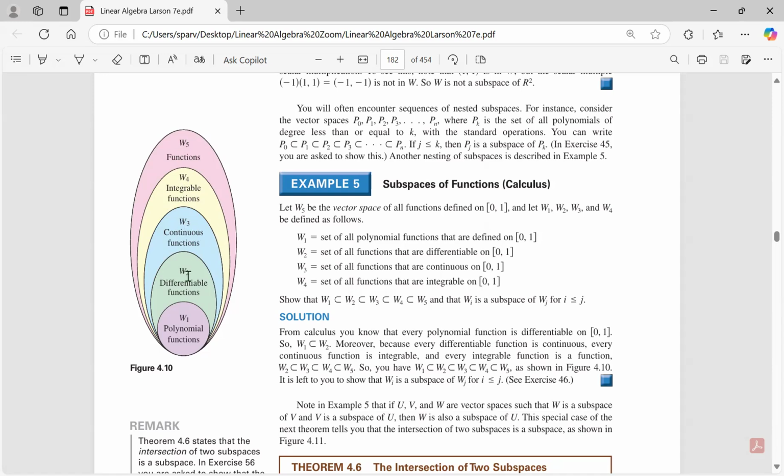Look at W3 and W2. I'm going inside one layer at a time. Remember in calculus, we said that if a function is differentiable, W2, it has to be continuous. Remember that? That's from Calc 1. Differentiability implies continuity, so differentiable functions are within the class of continuous functions. Now, is every continuous function differentiable? What do you think? Is every continuous function differentiable?